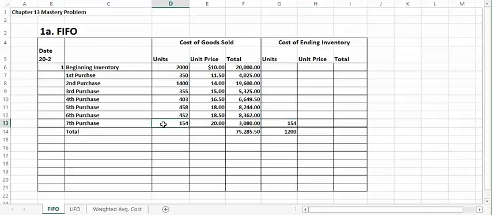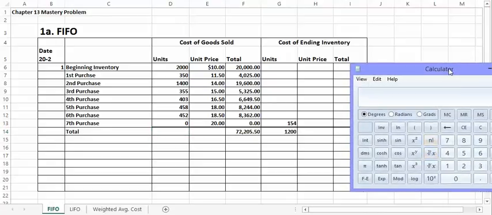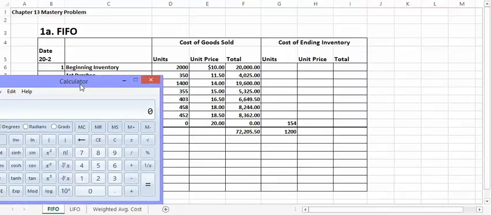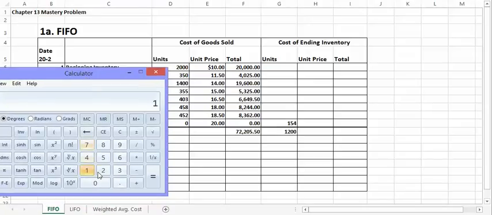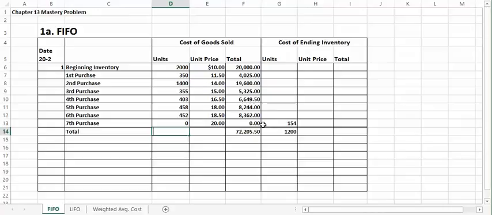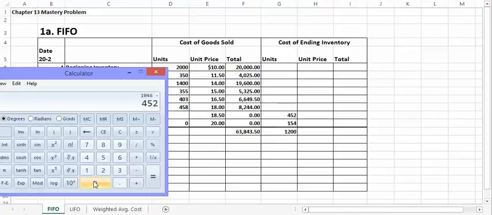So that's going to be a 0. And I have my form set up, so it's already going to do the multiplication math for me. So let's keep a running total of how many units we need to have left. So we still need over 1,000 units. So we're going to take all of the 452. Okay, so we're going to subtract 452. We still need 594 units left in ending inventory.